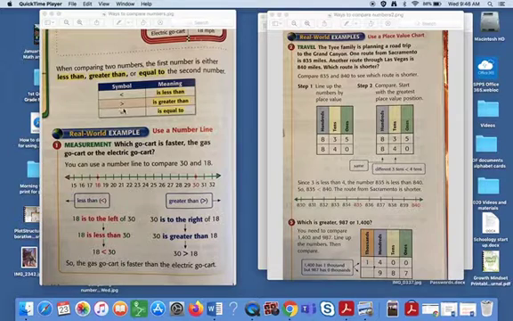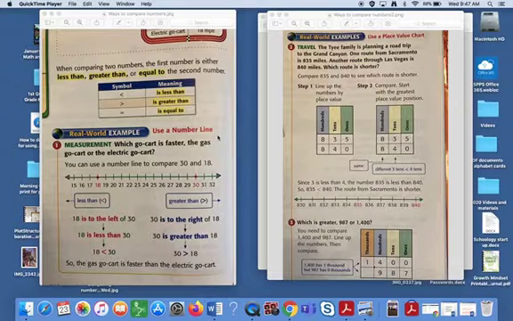When you see the symbol that looks like this, where the big mouth is opening to the left, because that's the direction where we start reading, you would read it as is greater than. And when you see these two lines, you know what this means. This means is equal to.